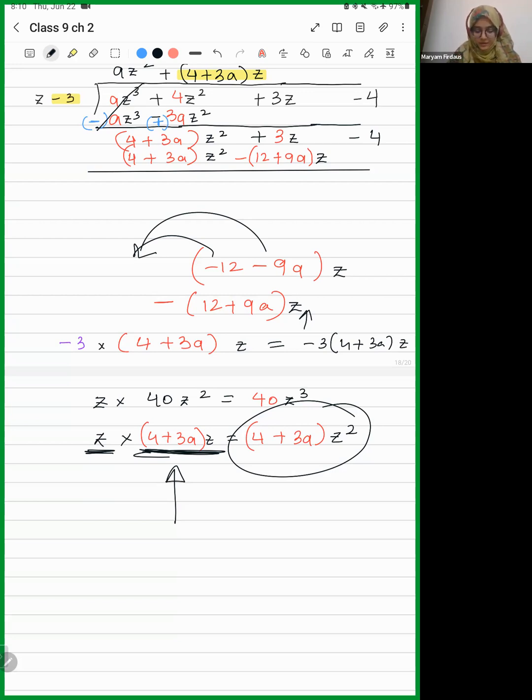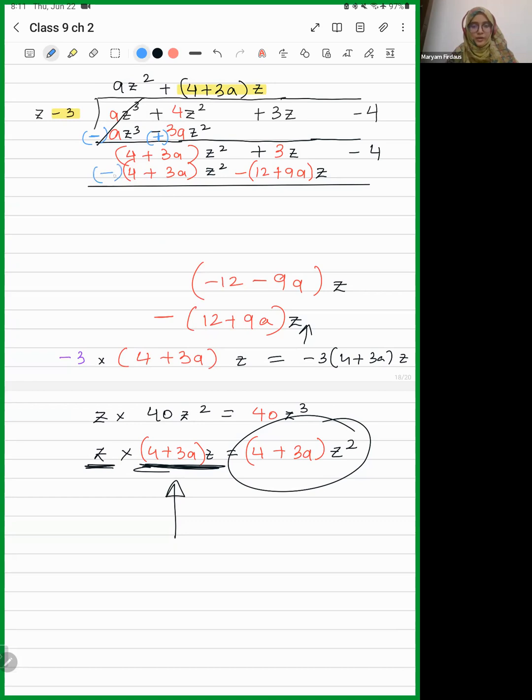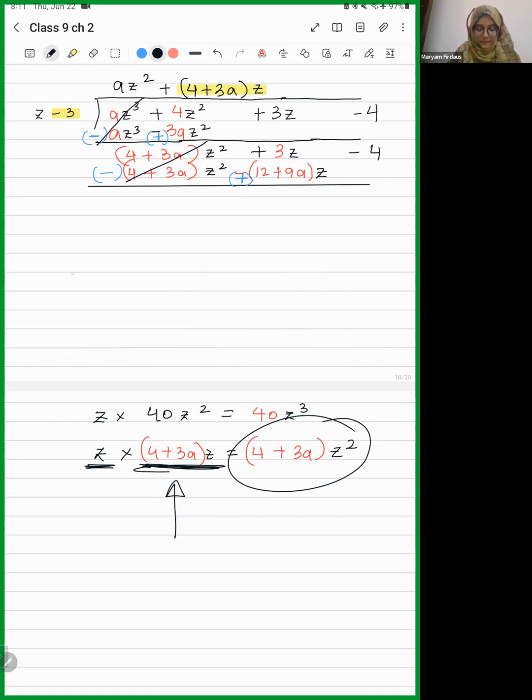Now we do the same thing which we did. We're going to change the signs. Minus, and here this minus sign becomes plus. So now these two get cancelled, and we are left with the z part. Now what do we have? We have 3z plus 12 plus 9a z. Or in other words, let me write it like this: 3z plus 12 plus 9a z.